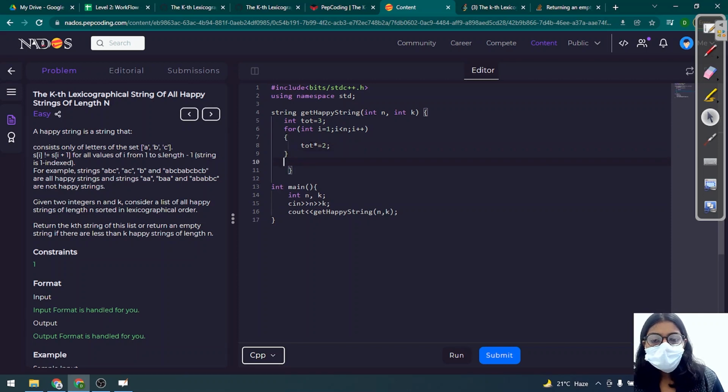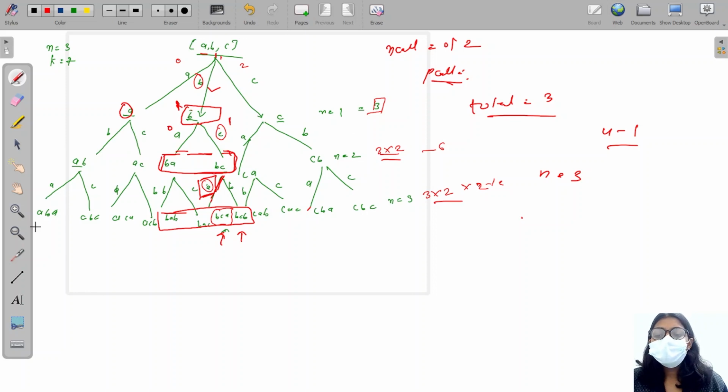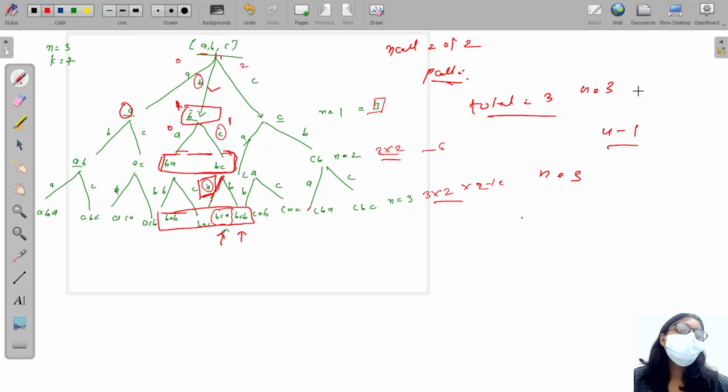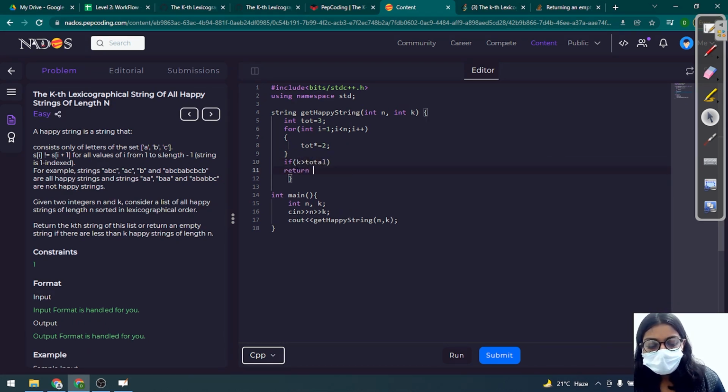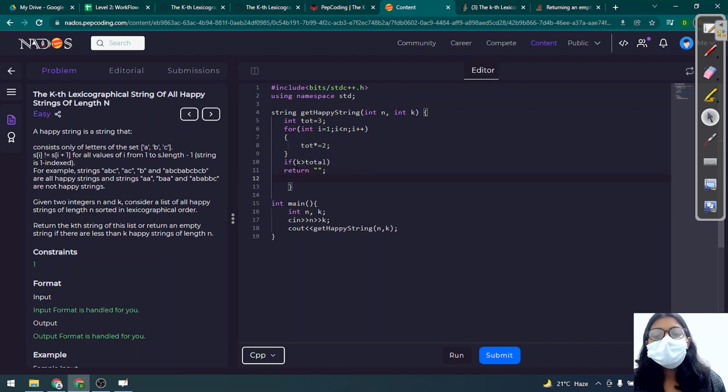Now here I'm going to tell you a case where my k is greater than my total. Let's say if I ask for n is equal to 3, give me the 13th string. Here there are only 12 happy strings of length 3, so how can there be an answer for 13? So we are going to return an empty string when k is greater than total. So if k is greater than total, return the empty string.